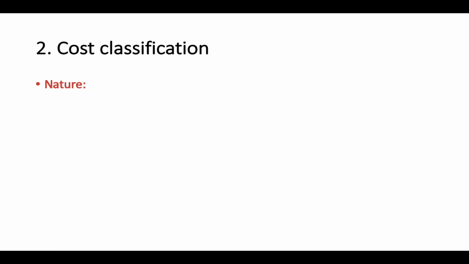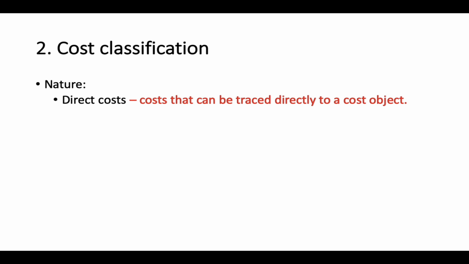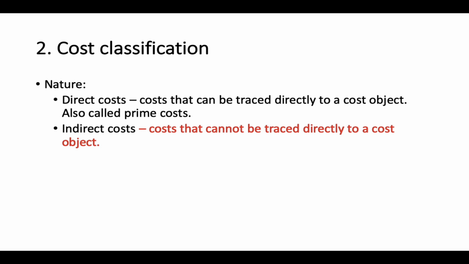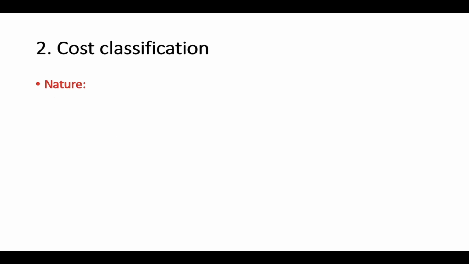Cost classification by nature. Direct costs. These are costs that can be traced directly to a cost object, also called prime costs. Indirect costs, costs that cannot be traced directly to a cost object, often referred to as overheads.